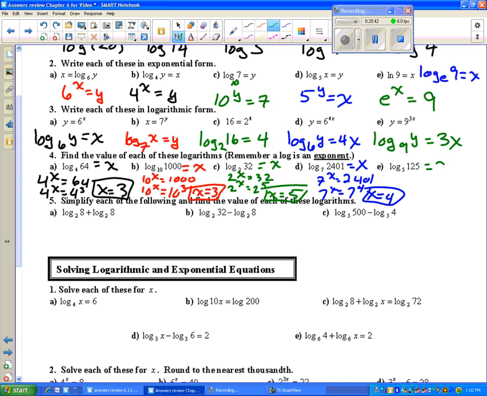Let it equal x. 5 to the x is equal to 125. Change it from a log to an exponent. 125 is 5 to the 3rd. The bases are the same, so my exponents are the same.